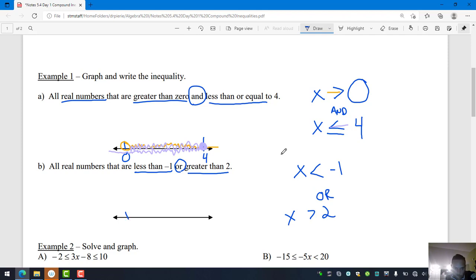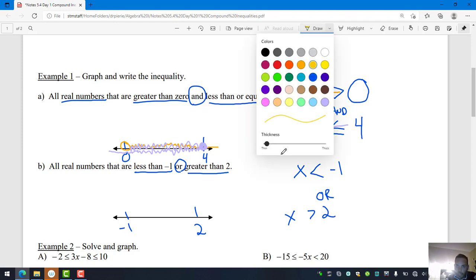-1 is going to be closer to the left, that's the smaller number, and then 2 is going to be closer to the right, that's the bigger number. 2 is definitely bigger than -1, so it's to the right of -1. Okay, let's graph both of these inequalities on the same number line. So we'll start with the -1 one first.